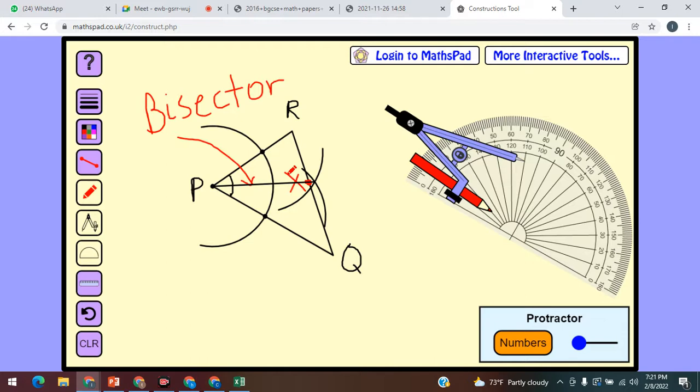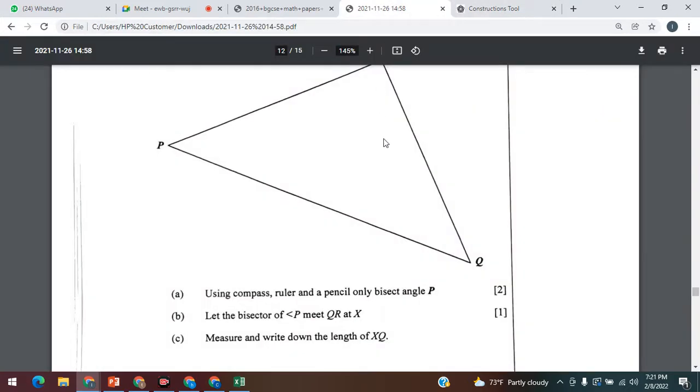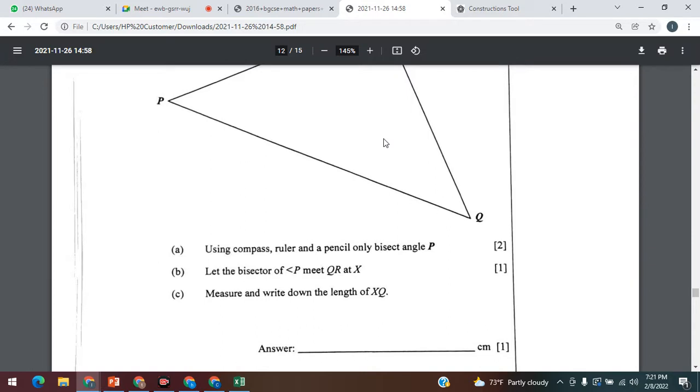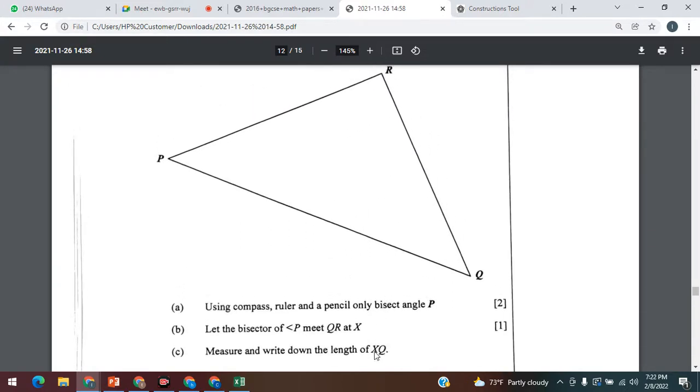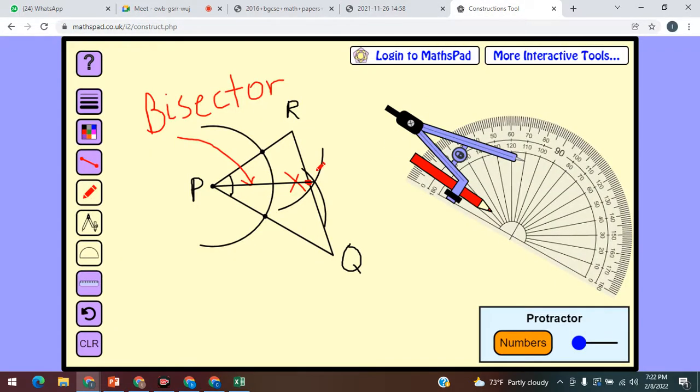Could you quickly go to the questions so I could write them down? The last question says to measure and write down the length of QX. Obviously the length of QX is going to be different for each of us because we did it freehand, but I just want to show you what QX is. QX is the line segment, which I'm going to denote in blue. They want us to measure and write down the length of this blue line.